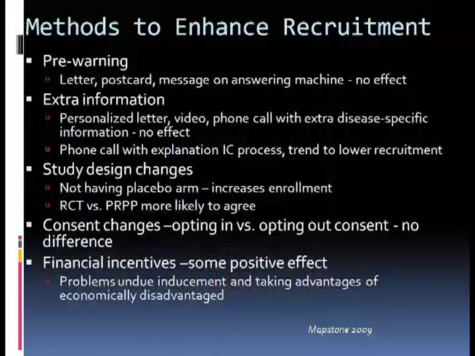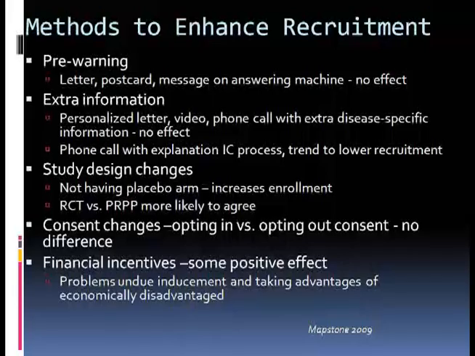In terms of what works, not having a placebo arm increases enrollment. And there is a different type of design, a partially randomized patient preference trial, in which you give them the option to be randomized versus having the choice to go on some active therapy. That has also been shown to make people more likely to agree.